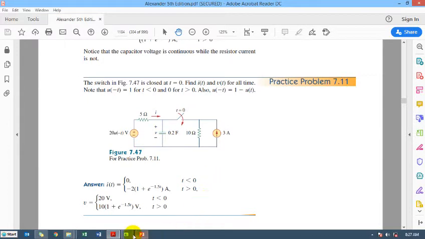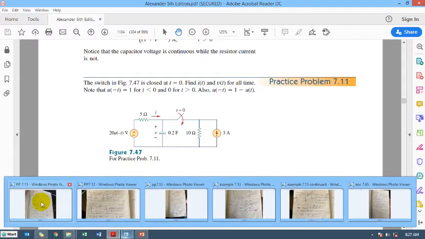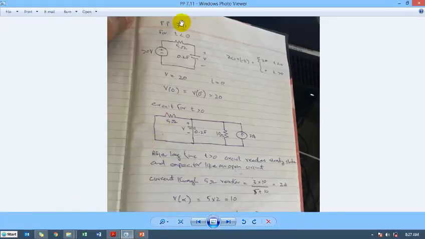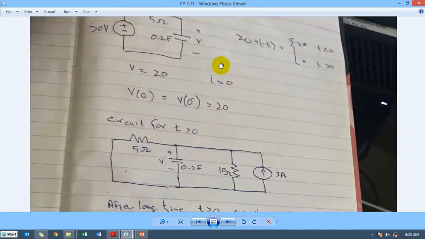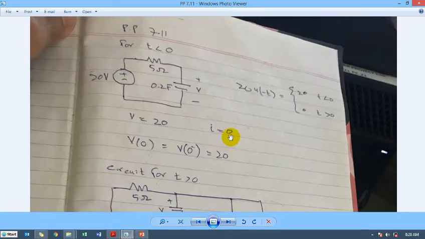So I will just show you the solution here. This is the circuit for time t less than 0, because the 20 volt supply is there. 20 u(-t) means 20 for time t less than or equal to 0, and 0 for time t greater than 0. I will just zoom it for you so that you can have it a bit more clear. Okay, so here you are.